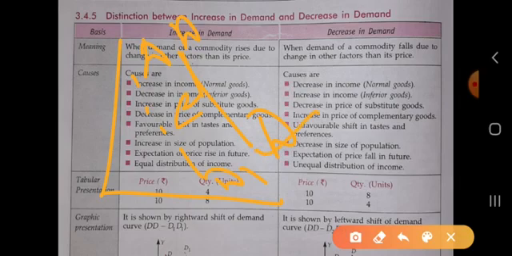Decrease in the size of the population. When the population is decreasing, the demand for the good is also decreasing. Expectation of a price fall in the future: when any consumer thinks that the price of that commodity will fall in the future, the demand for that good will decrease. And unequal distribution of income: when the income is not equally distributed among the different sectors of the economy, all the sectors do not demand more of the commodity, so the curve is shifted to the leftward.